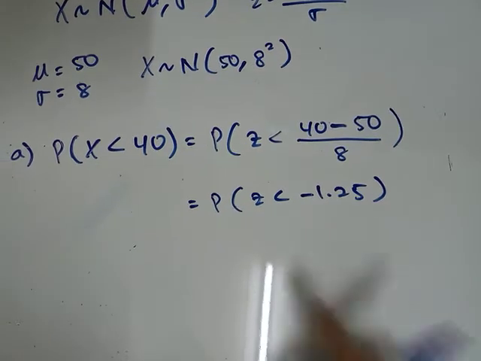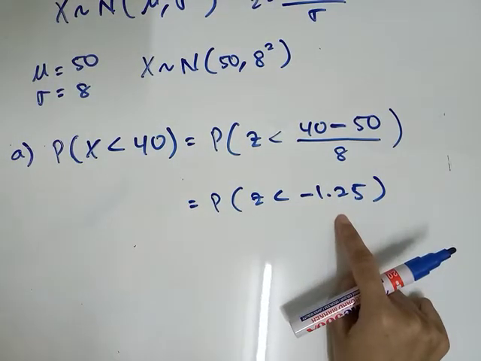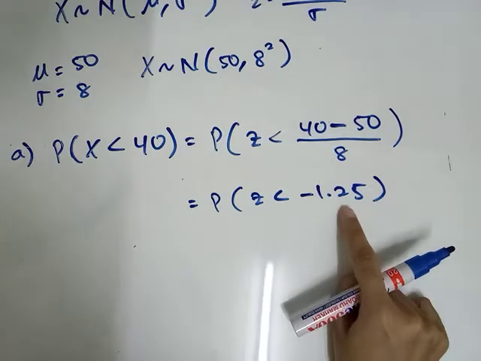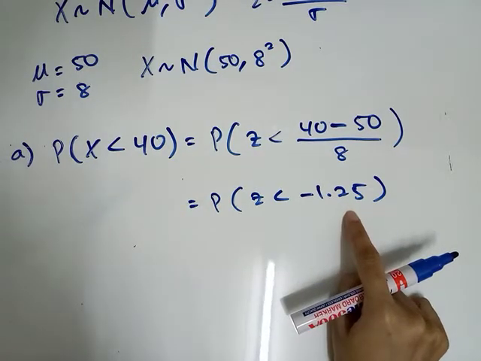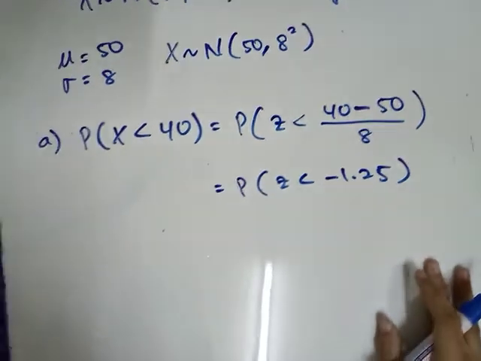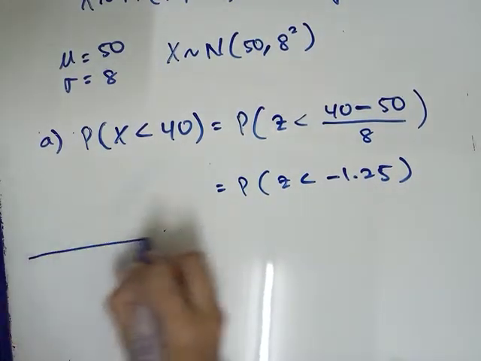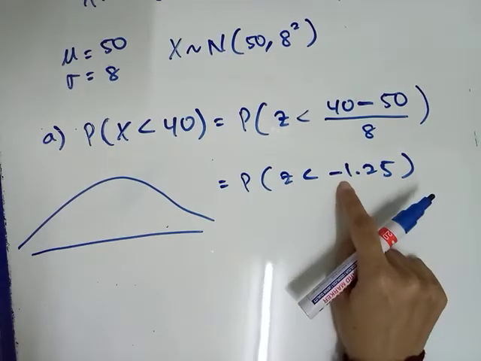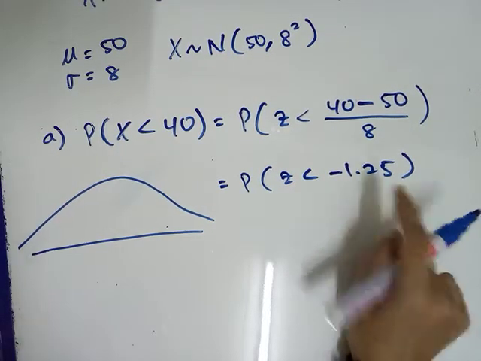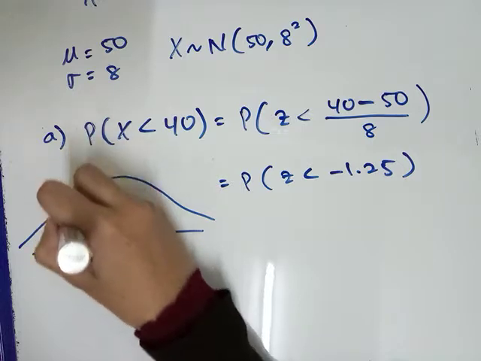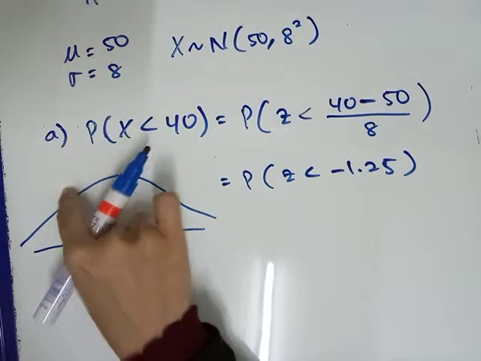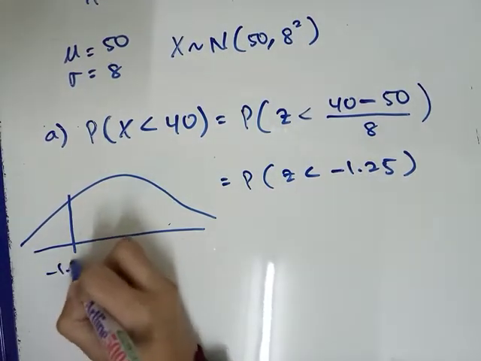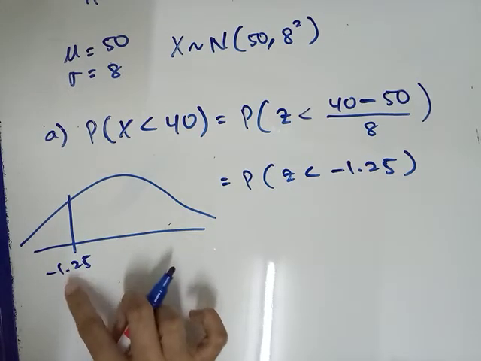Okay, so Z value it is in 2 decimal places. So no need to round off. Okay, dia dah dalam 2 decimal places, no need to round off. And then you have to draw the graph. So we know that Z value is negative, so it is at the left side. Negative 1.25. Agak-agak saja, tak perlu detail sangat. Agak-agak saja kat sini.